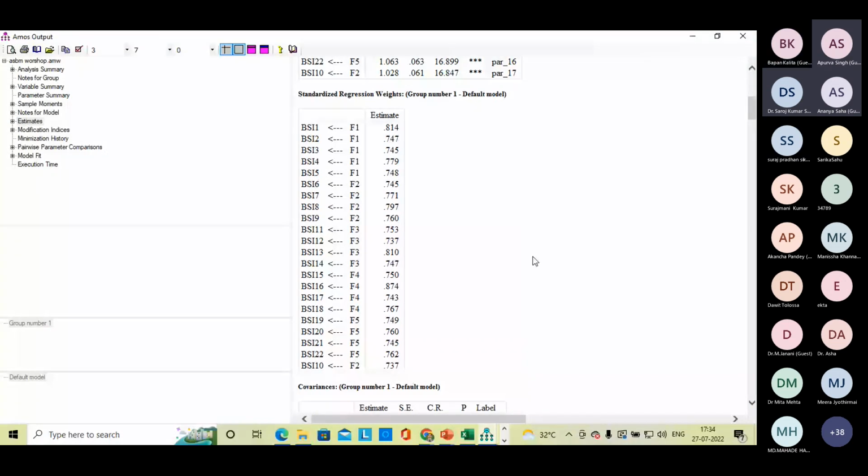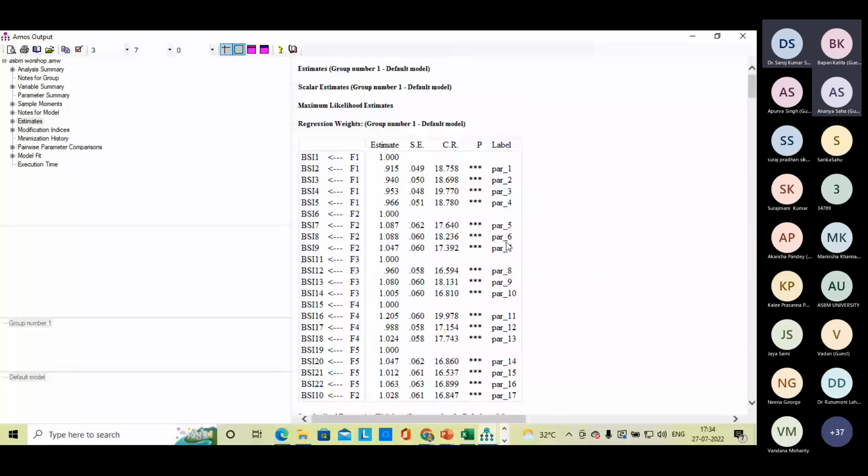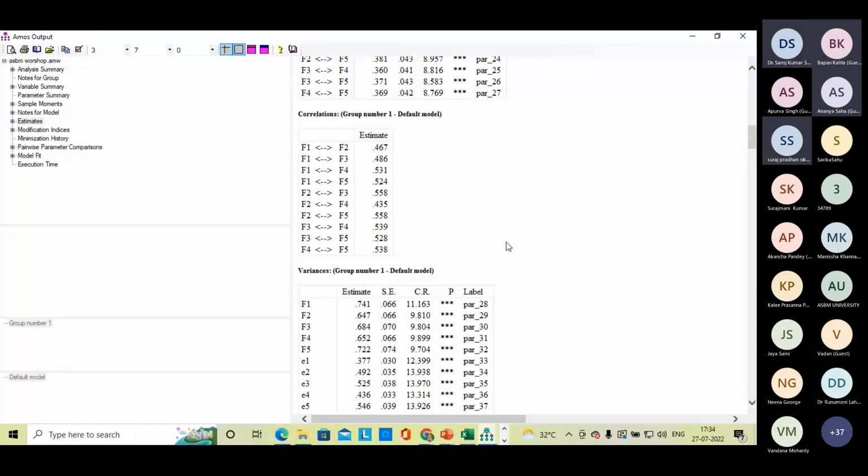Next. Go to the correlation group 1 default model. First left click, then right click, then copy it. Go to the correlation values, that is F1 to F2, F1 to F3, F1 to F4 likewise. Copy it. All of you copied it.